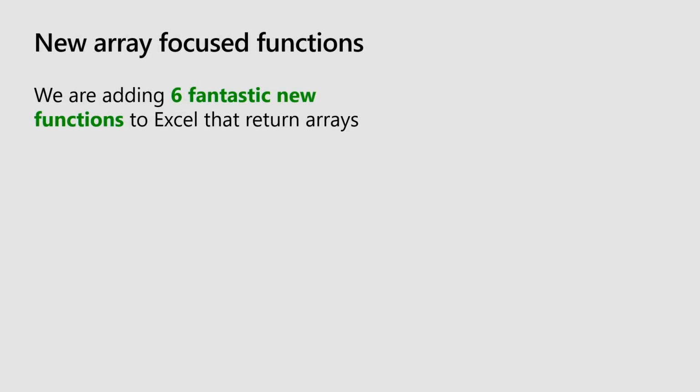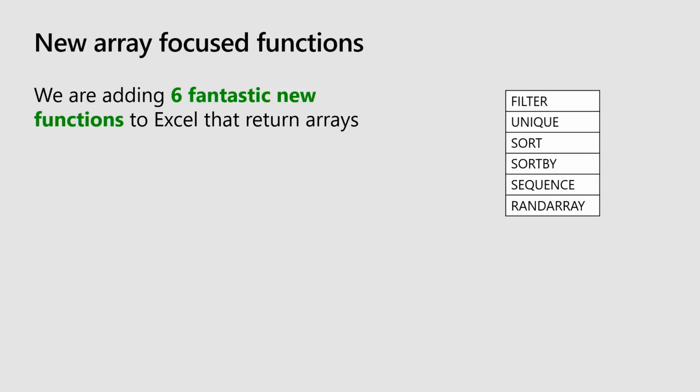Now, with dynamic arrays, we're introducing 6 new functions. Because we've got this new power, we want to give you some fun things to do with it. We've got filter, unique, sort, sort by, sequence, and rand array. The first 3 are really the hero ones: filter, unique, and sort. And the rest are kind of building block functions.